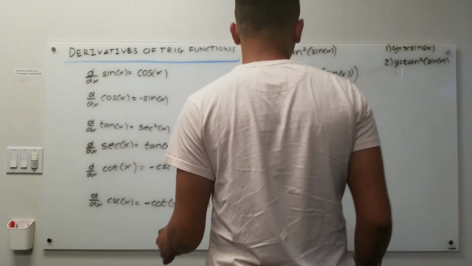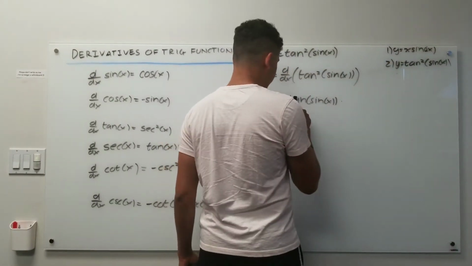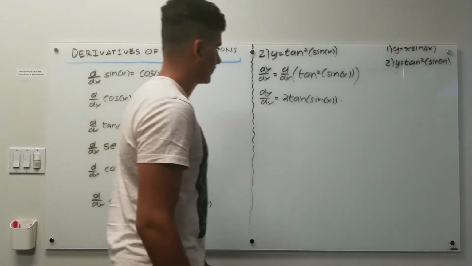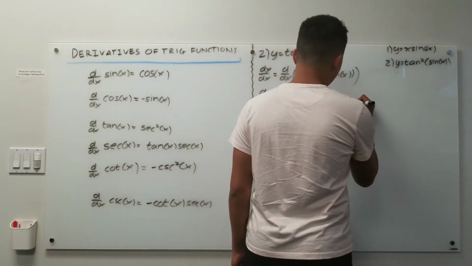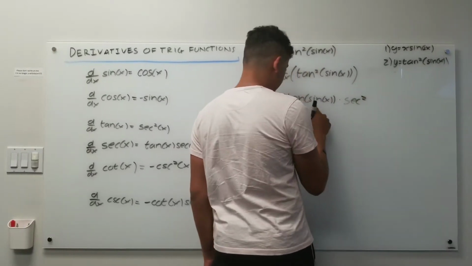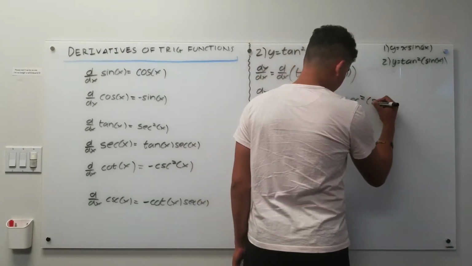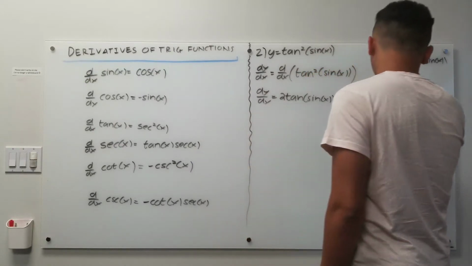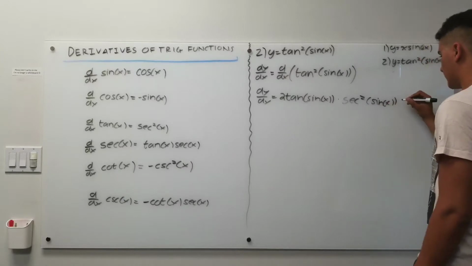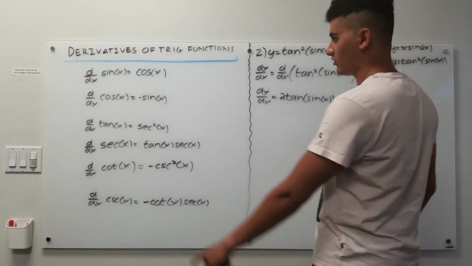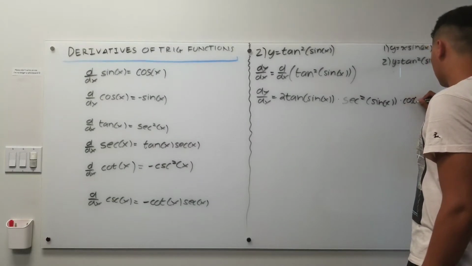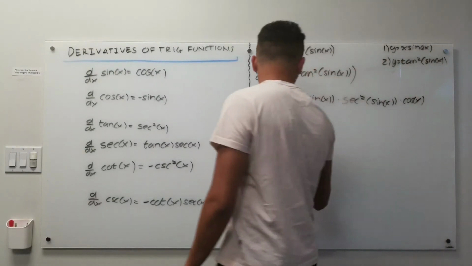So we're going to multiply this value by the derivative of tan x. The derivative of tan x is secant squared x. So we're going to have to multiply it by secant squared, but not of x, of sine x. And then we have to multiply by the derivative of sine x, which is cos x. And then we just have to simplify this down.